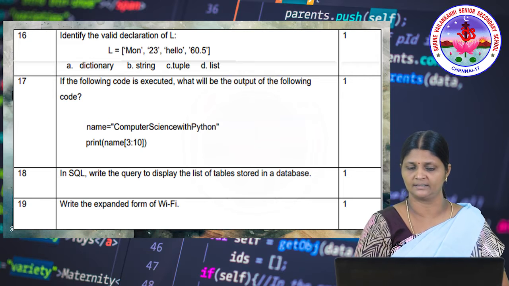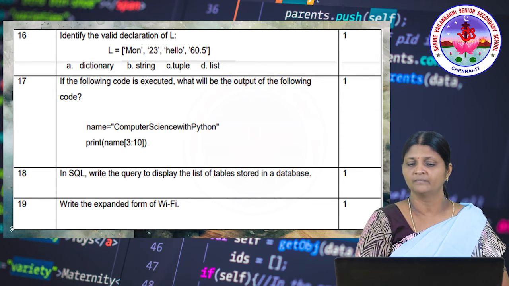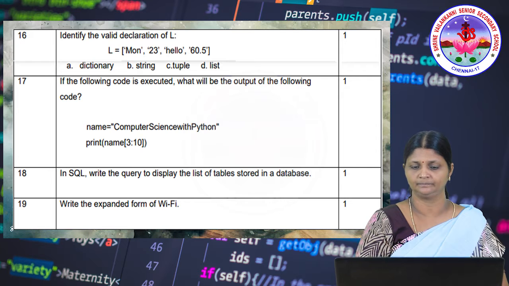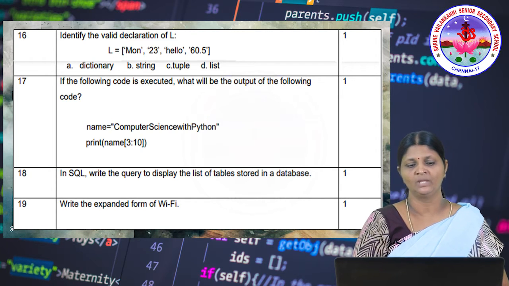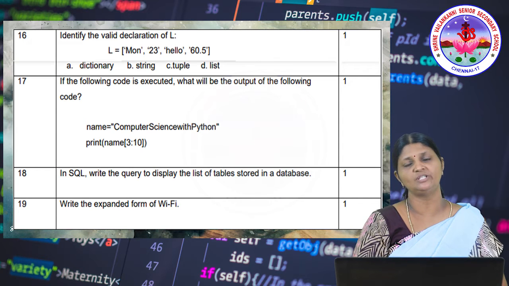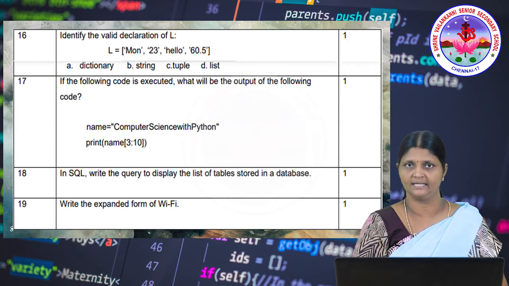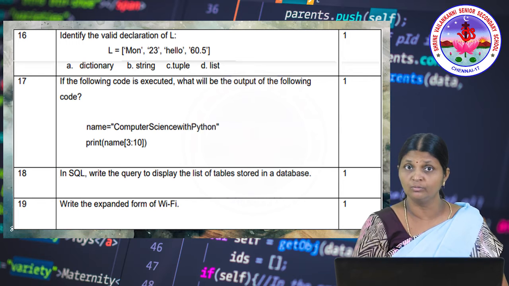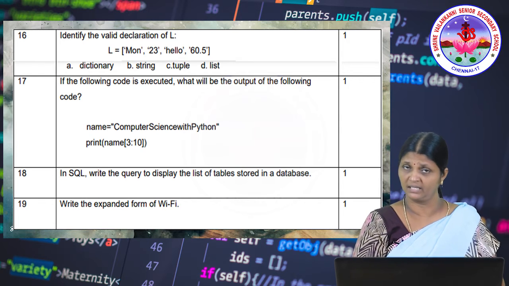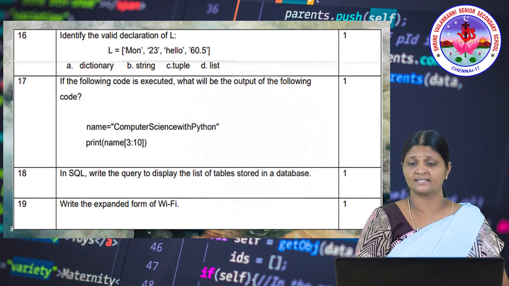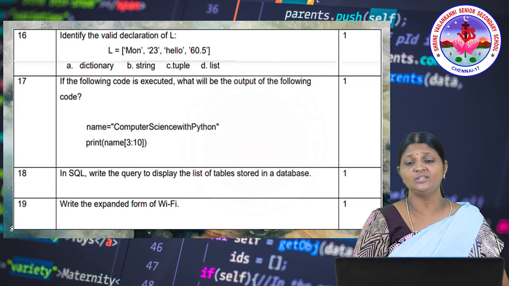What is the answer? Do you want to think? Go through the string and tell me what is the answer. So the answer is PUTERSC. Here the 10th index will not be included. Please note that: upper limit minus 1.